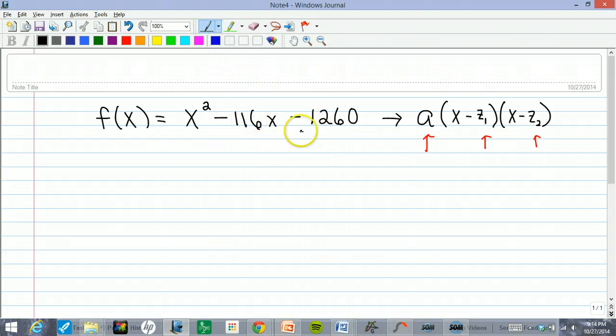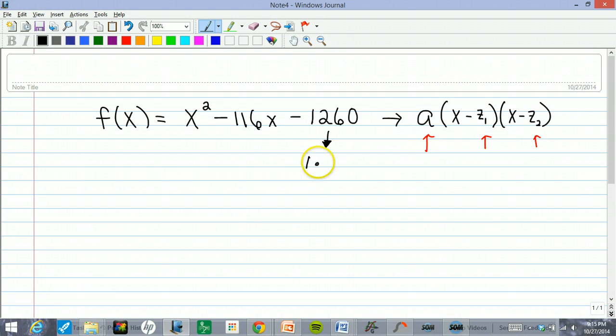How do we factor this quadratic? Well, I notice it's 1x squared, so I need to find factors of negative 1260 that add up to negative 116. This is just a challenge, to see how well you can persevere through a problem that's not very obvious. But here we go. What are the factors of negative 1260?